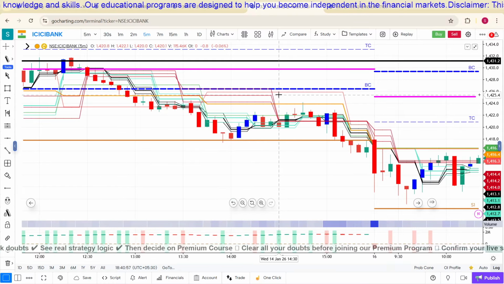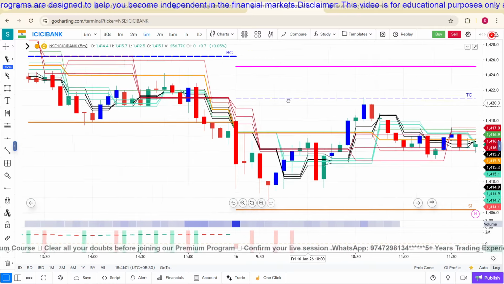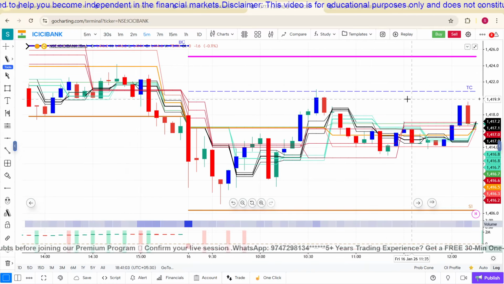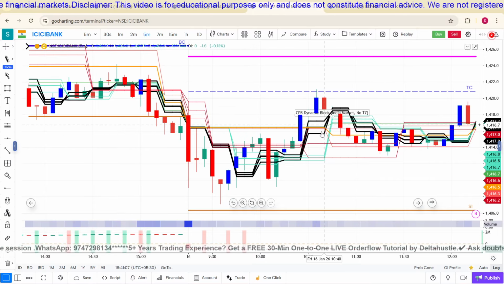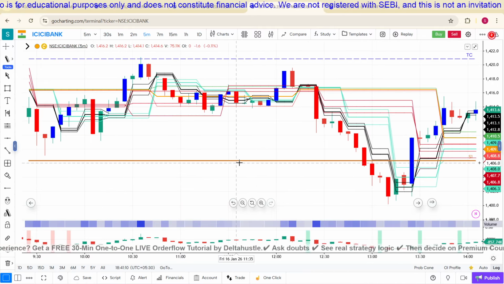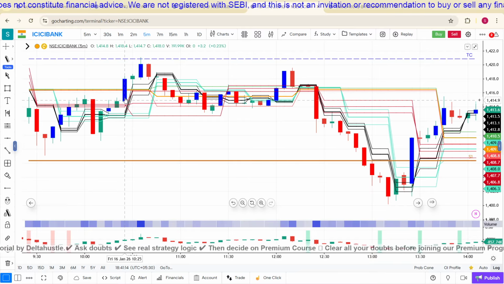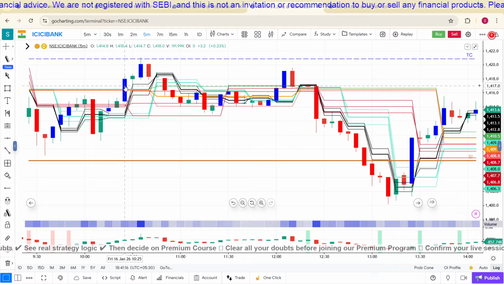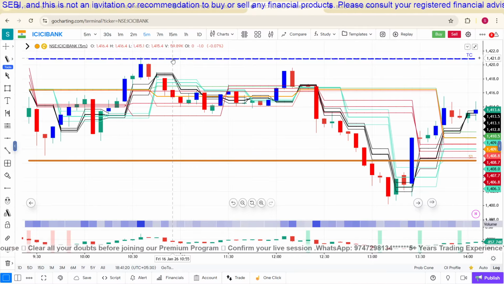The 30 and 90 minutes CPR is above. And here, these are all traps. Don't enter here. And this breakout, no, this breakout is good. You have to take that. But the target is limited to TC.